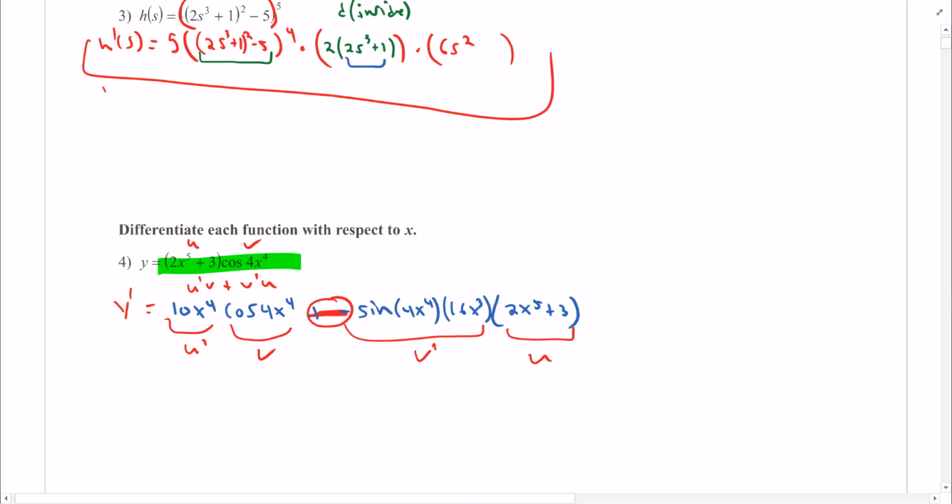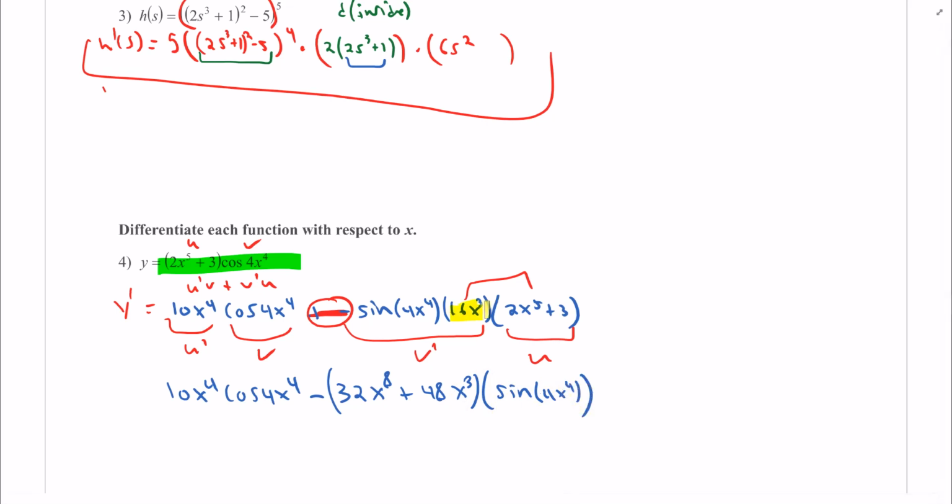And we could multiply these two together. So let's go ahead and do that just to practice, because multiple choice tests not going to ever just leave it like that. So it's going to be minus 32x to the 8th plus 48x to the 3rd times sine 4x to the 4th. Right, we just multiplied that times that and got this thing. And we'll just leave it like that.